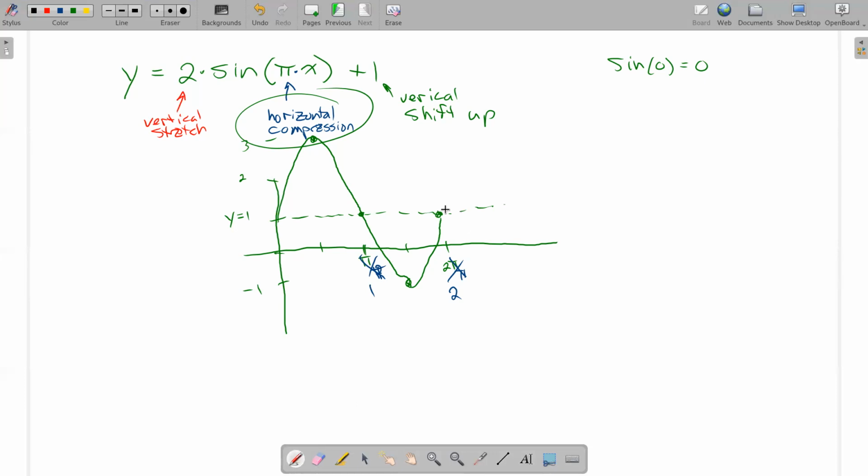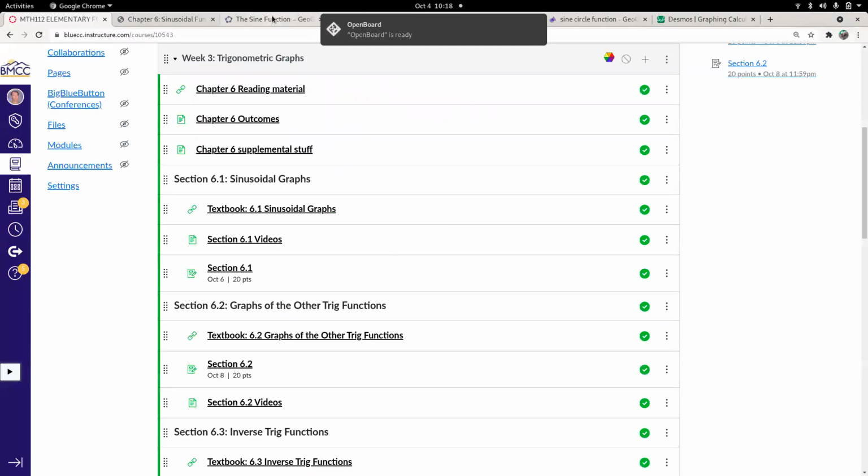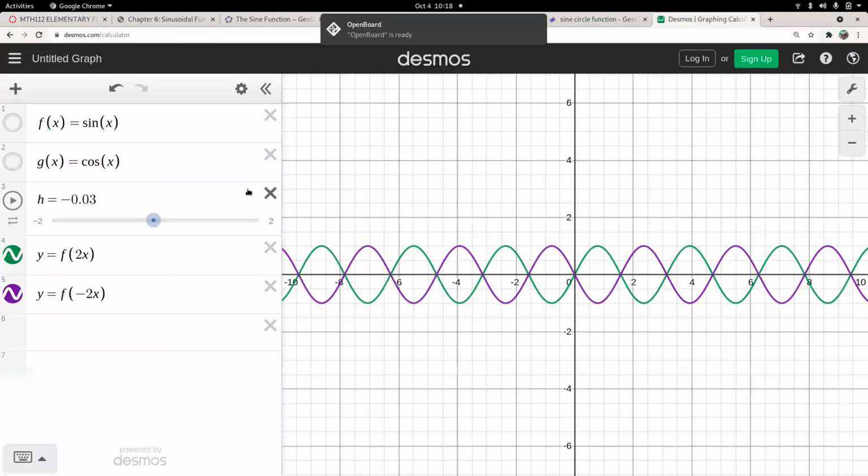I'm going to get a full wave from 0 to 2. It's going to live between 3 and -1 for y, centered at 1. And instead of starting its wave at the origin, it's going to start at 1 because of the vertical shift. Let's graph it, take a peek. Desmos was pretty nice earlier.